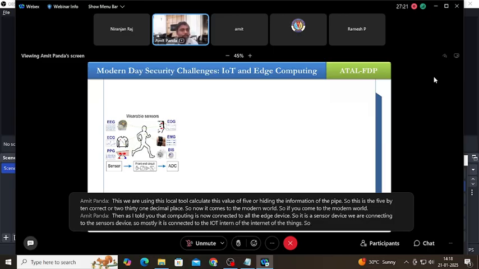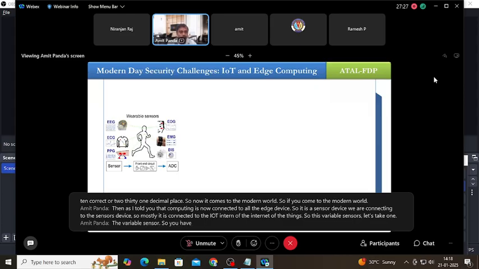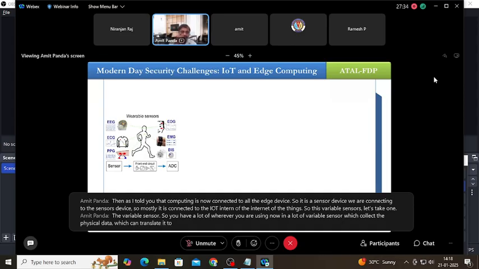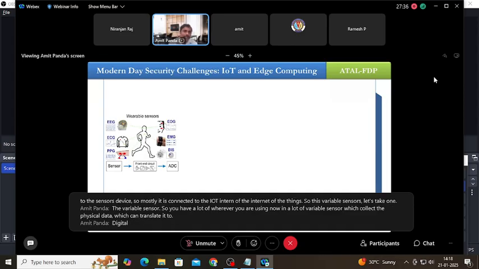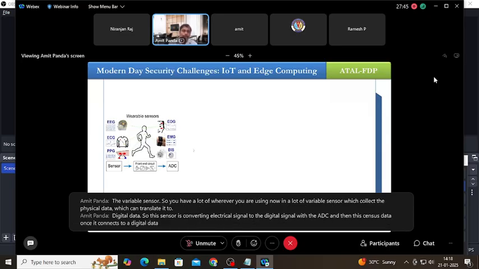Let's take one example, the wearable sensor. You are using a lot of wearable sensors now, which collect physical data and translate it to digital data. The sensor converts the electrical signal to a digital signal with ADC, DAC. Once the sensor data is converted to digital data, it may be images or some physical parameters, and that has to be computed.